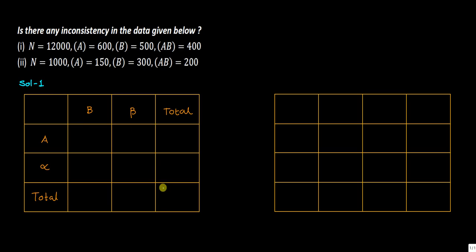First, N means the total of A alpha and B beta. N is given as 12,000. Then the total of A is given as 600. A is given in brackets. We earlier discussed in our classroom that it is called frequencies.